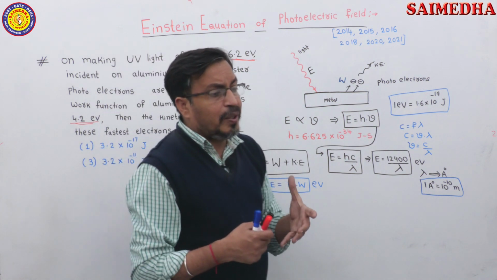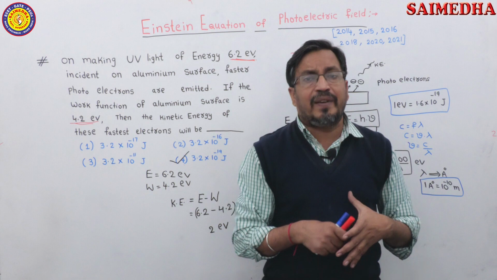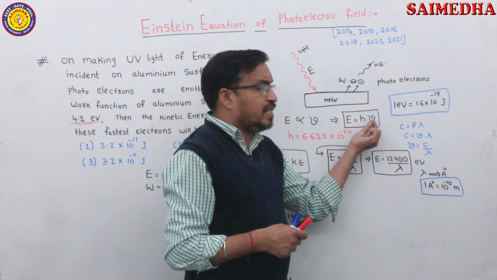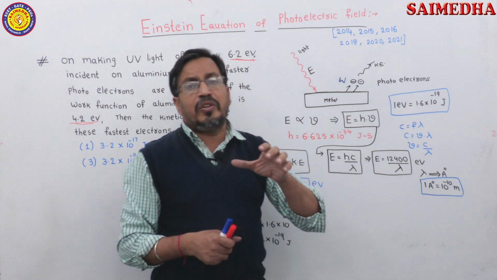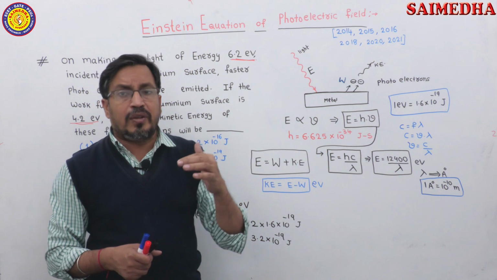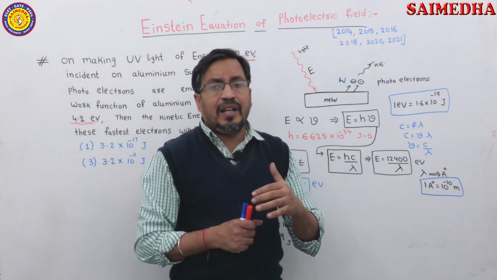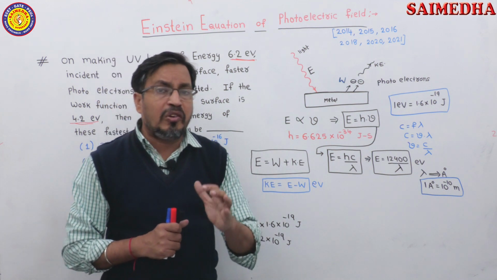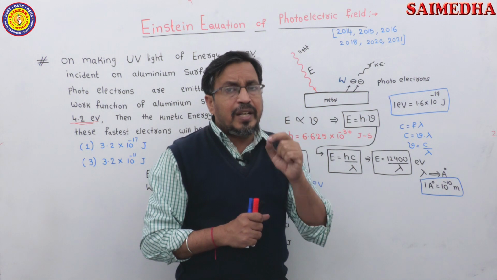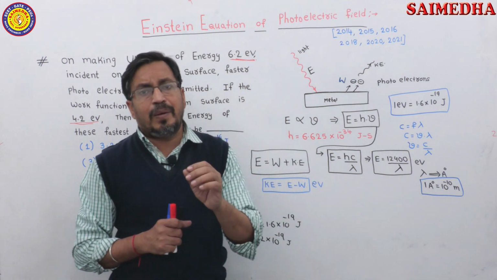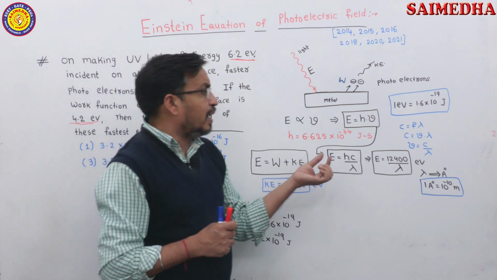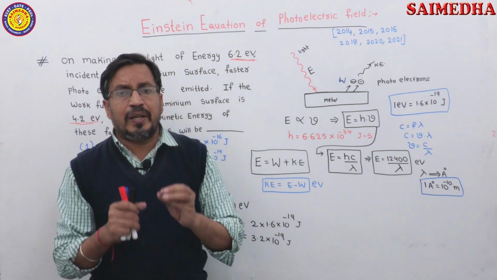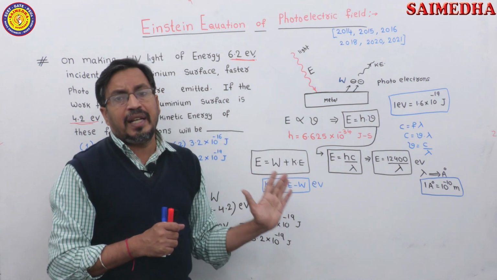Sometimes he will not give the E value and W value, he will give frequency values. Then you write the energy formula in terms of frequency, E equals h into v. Similarly, work function you write in terms of frequency, W equals h into v naught. What is v naught here? Threshold frequency, because it is the minimum amount of frequency. So students, some problems he will give E value and W value directly.